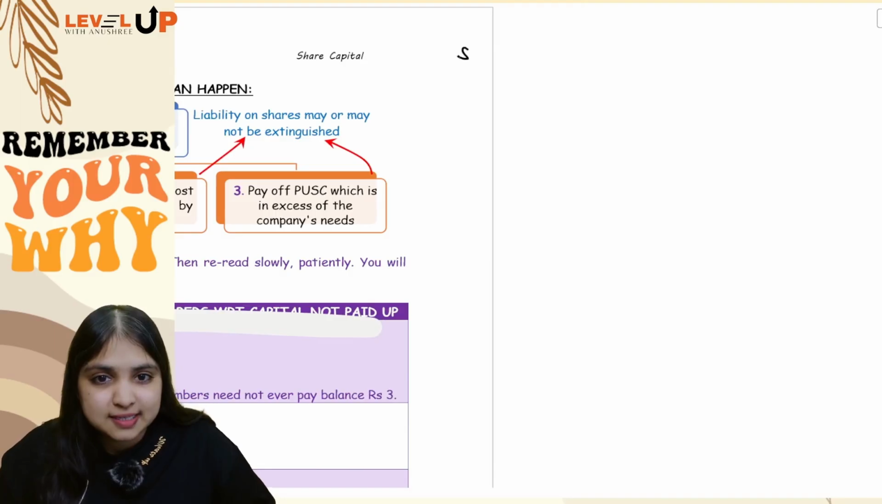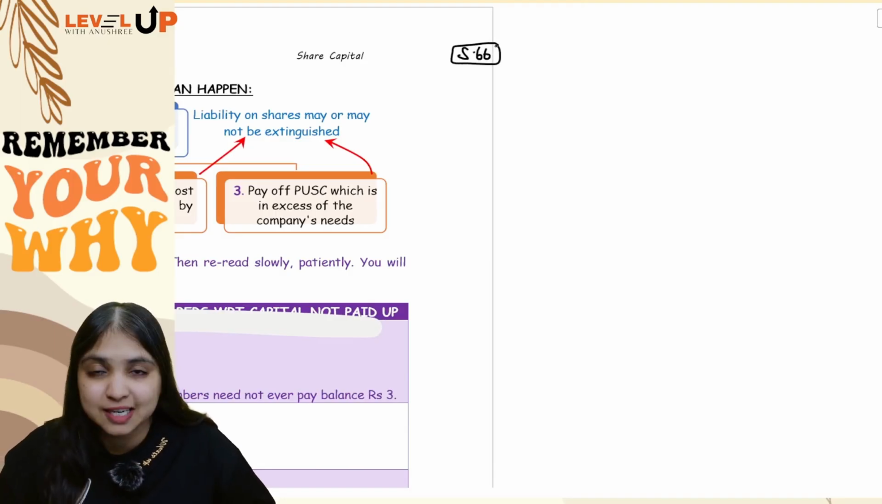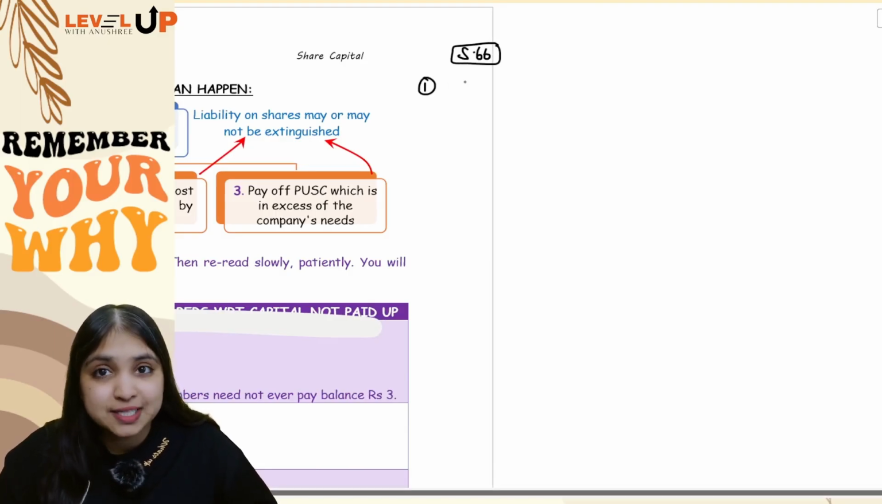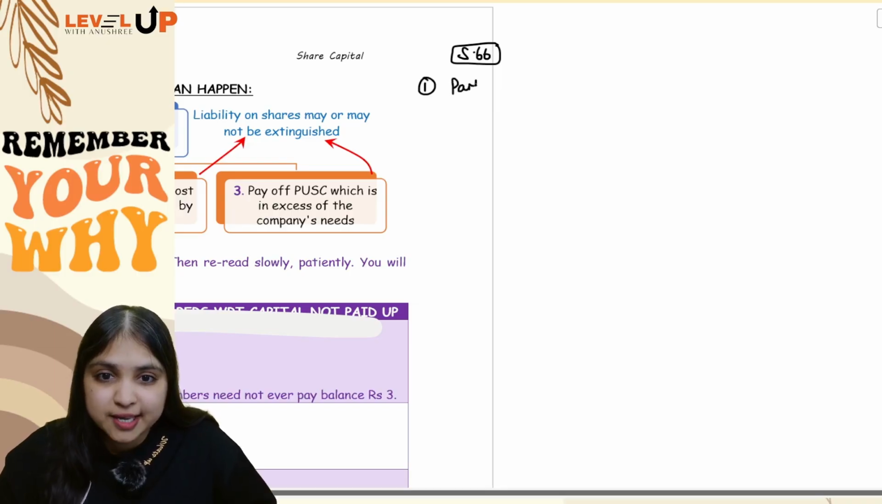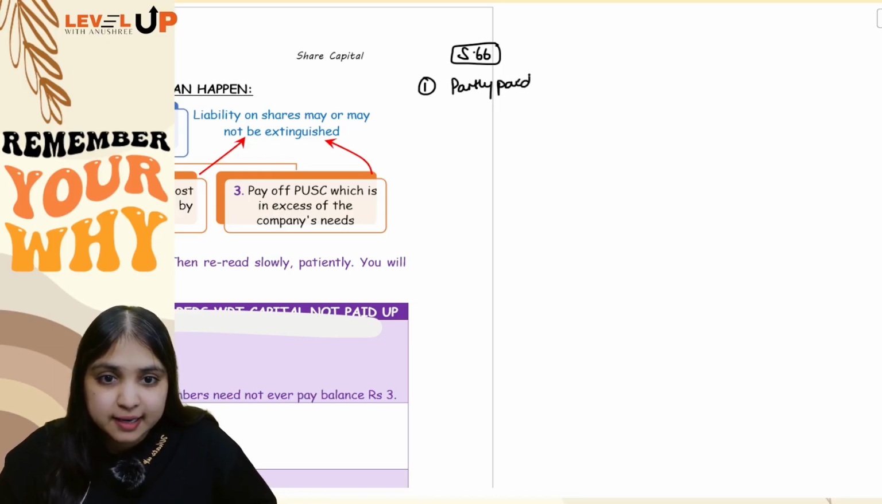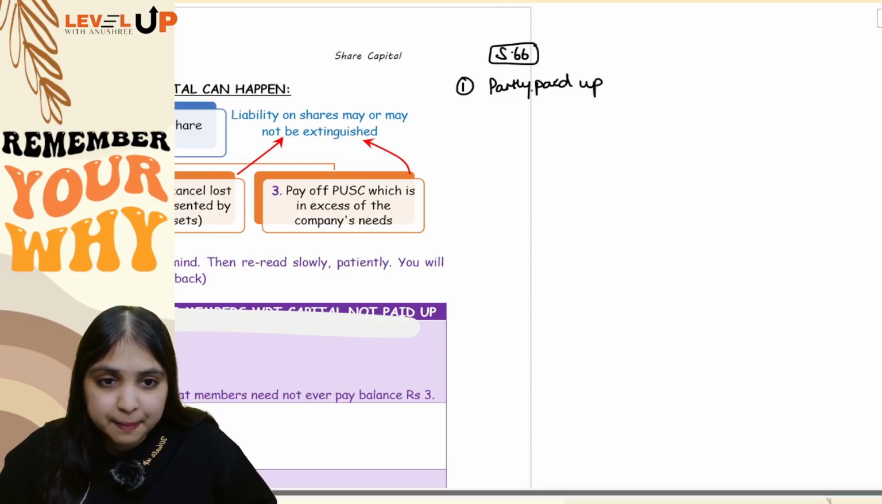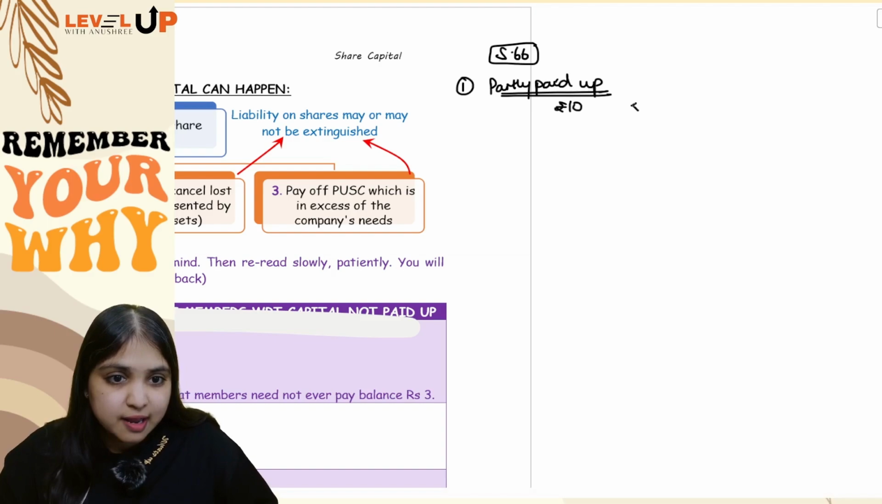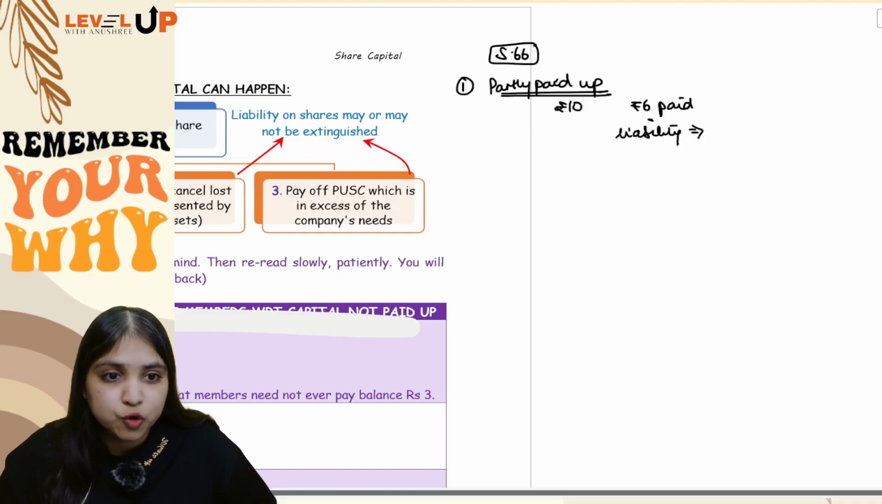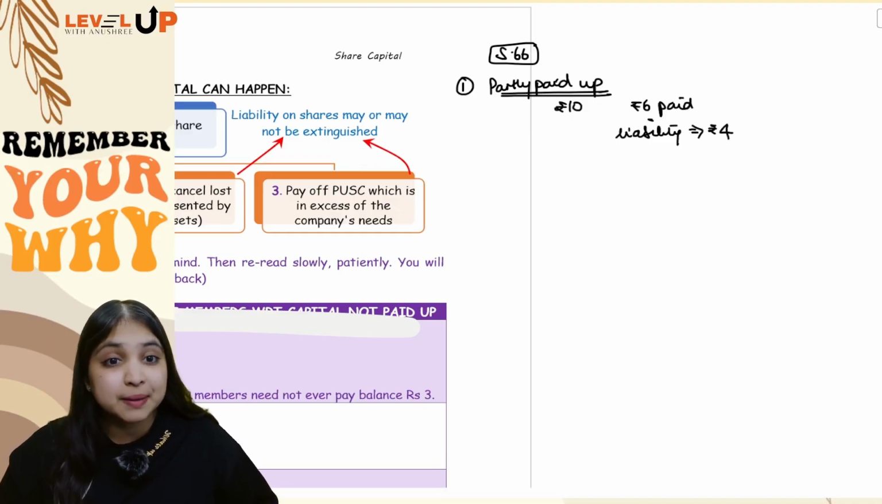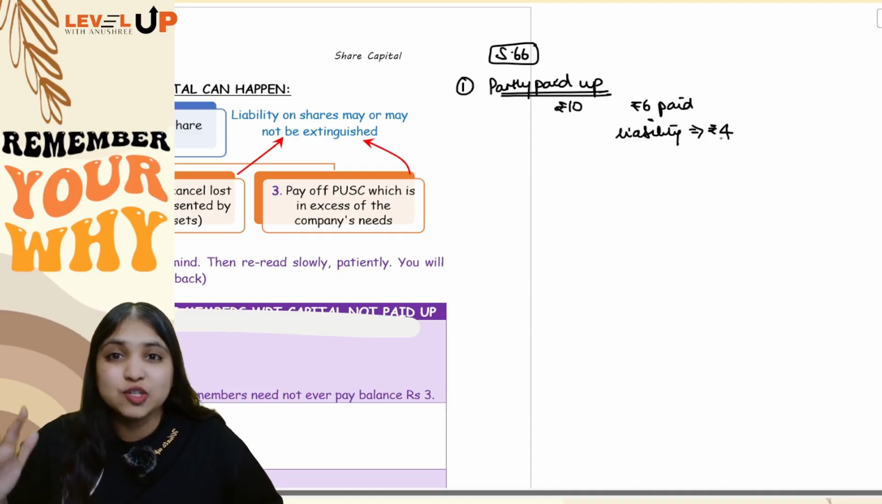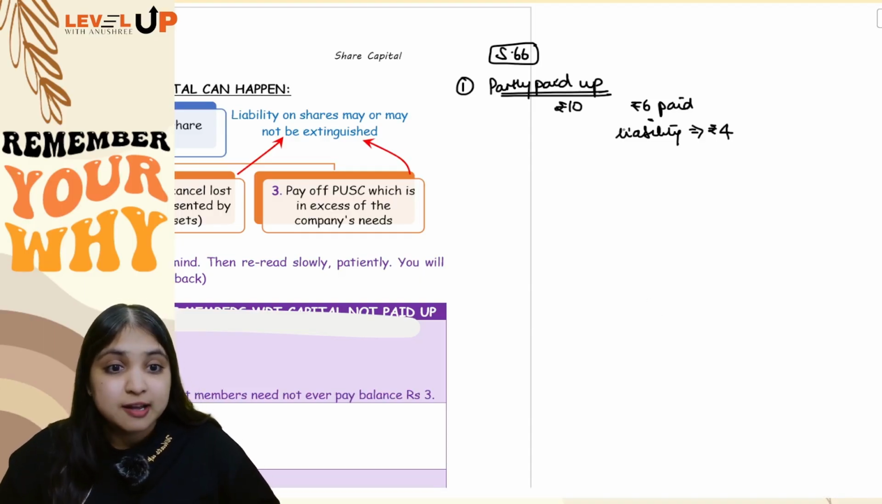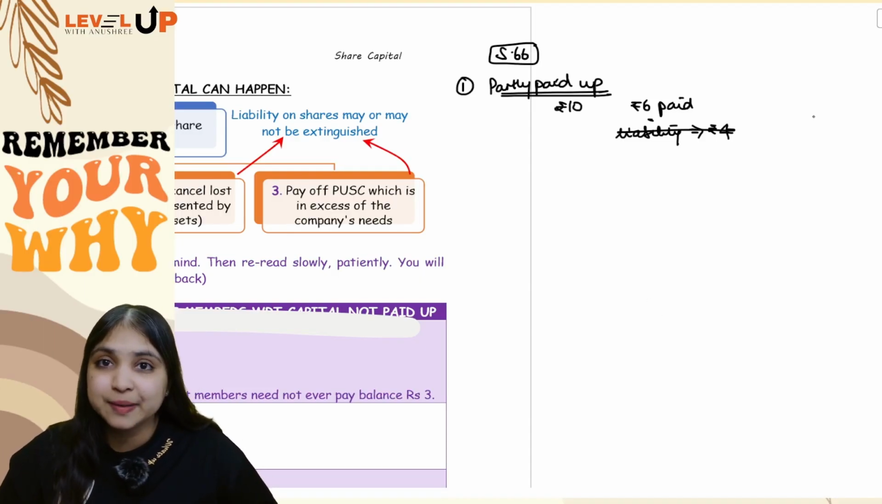See, in Section 66, first of all, we had learned the three methods in which we can reduce capital. In the first method, the precondition is that the shares must be partly paid up shares, right? Here what happens is, for example, let's say a 10 rupees share, and let's say 6 rupees is paid up. So what is the liability of the shareholders? Shareholders still have to pay 4 rupees per share, but the company is telling the members, you don't have to pay this 4 rupees per share. So we are reducing or extinguishing the liability of the members.